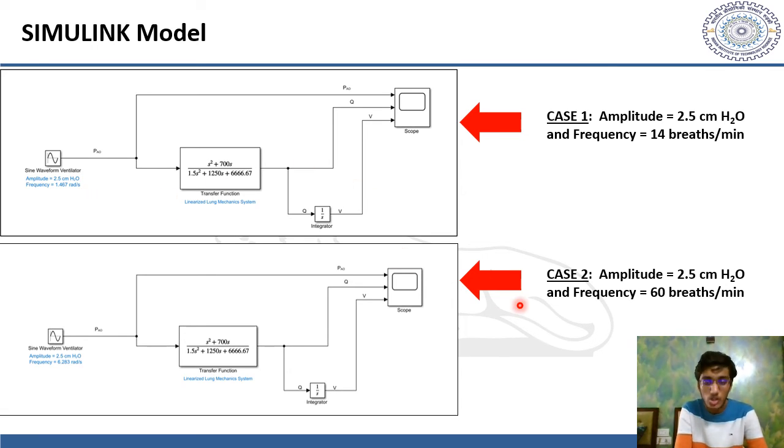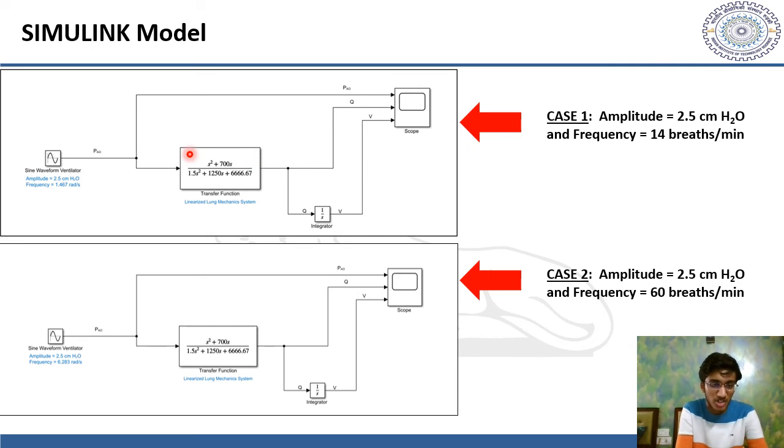And in case 2, the frequency has been increased to 4 times the frequency in case number 1, almost 4 times, right? We note that the frequency is now set to 60 breaths per minute, and so the frequency in radians per second is approximately 6.283 radians per second. Note over here the usefulness of the transfer function, which we have defined over here.